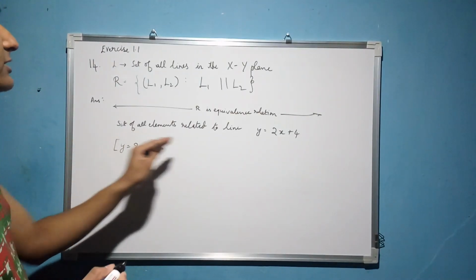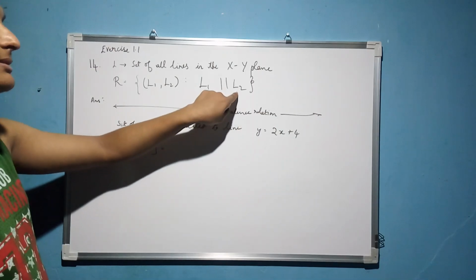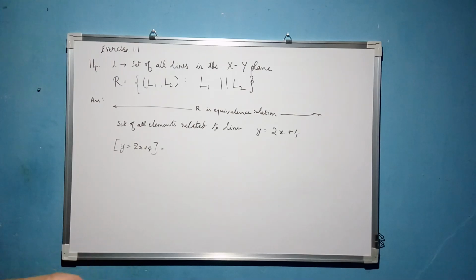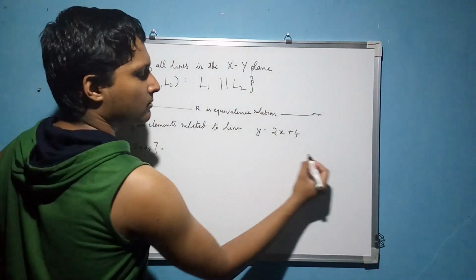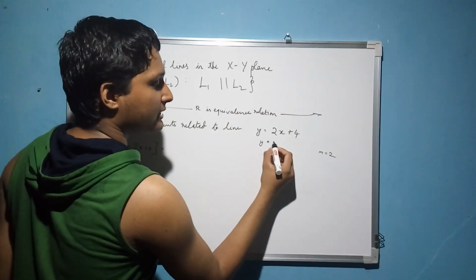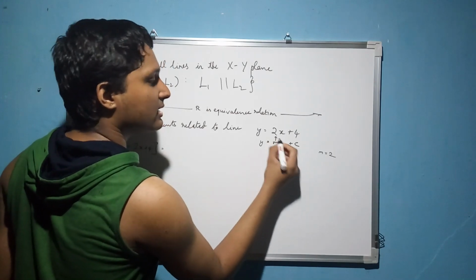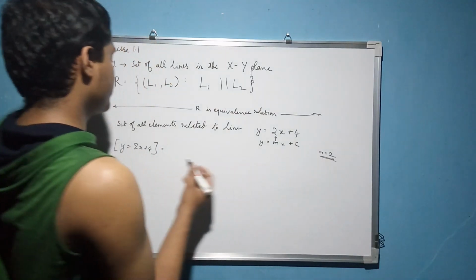Yeah, if it should be related to some other line, say this is L1, if it is related to L2, then it should be parallel. If it is parallel, the slope is same. As we have learned in class 11, the slope of this will be 2. M is equal to 2. Why? This is in the format of y is equal to mx plus c. So this has to be corresponding to m. So everywhere m is equal to 2.